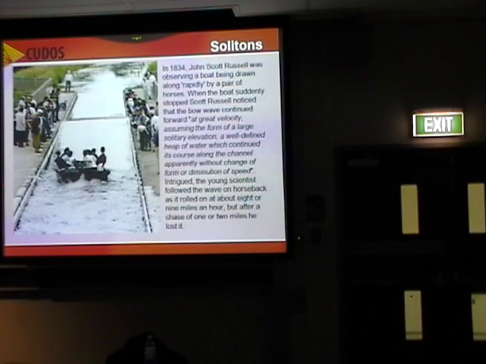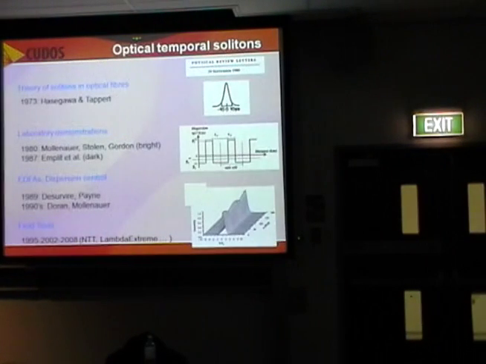Intrigued, the young scientist followed the wave on horseback as it rolled on at about 8 or 9 miles an hour, but after a chase of 1 or 2 miles, he lost it. And this is really the birth of the concept of a soliton. Of course, here the nonlinearity is not an optical effect, but is associated with the nonlinear response of the water interacting with the bottom of the canal and other effects that are not really important. But it was observed, and this was a recreation, I think in 1984, I'm not quite sure, where researchers got together to try to recreate one of these solitons in a canal.